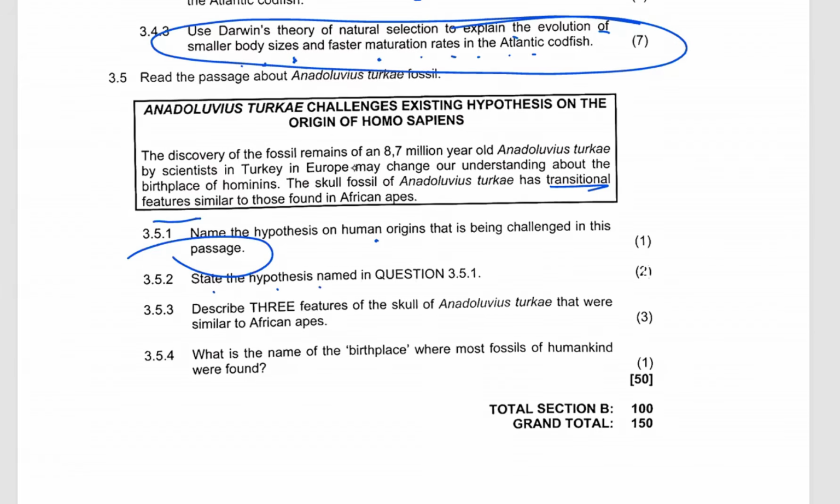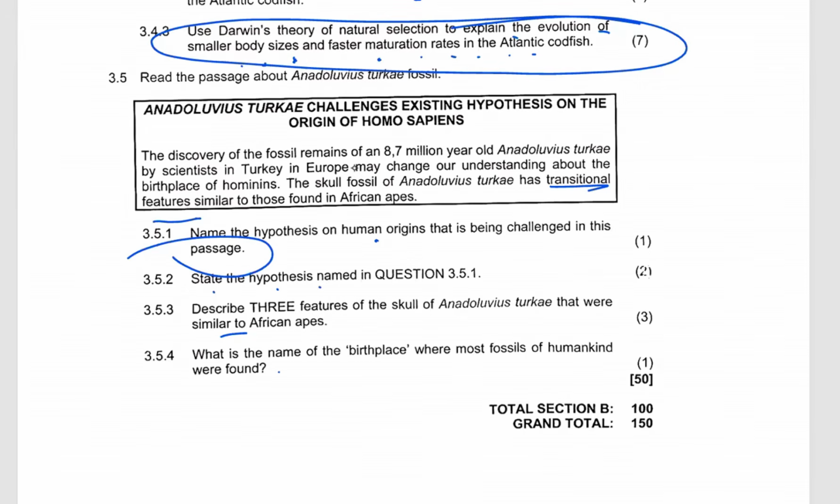Then they're saying describe 3 characteristics of the skull that were similar to those of these African apes. So the foramen magnum is in a more backward position. Then you can talk about large brow ridges. You can talk about them being prognathous, meaning more protruding jaws. And then you can talk about the rectangular palates, the way these apes were.